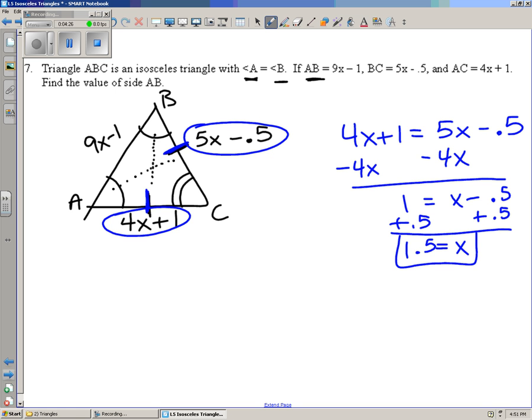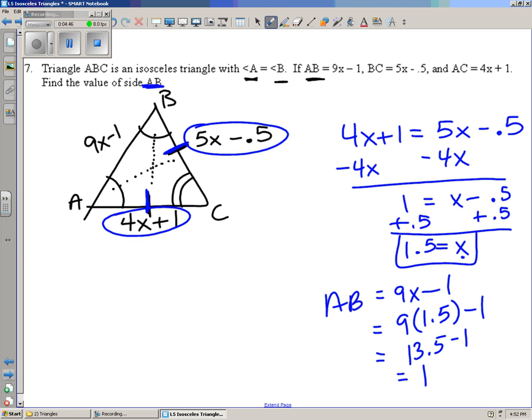Now the question also asks us to find the value of side AB. Well, AB is 9x minus 1, and we now have an x value. And so we now can plug in 1.5 in for x. 9 times 1.5 is 13.5, minus 1, 12.5. That is the final answer to the question. So the final answer is 12.5.